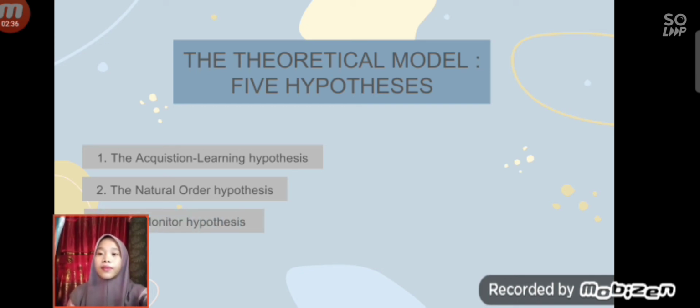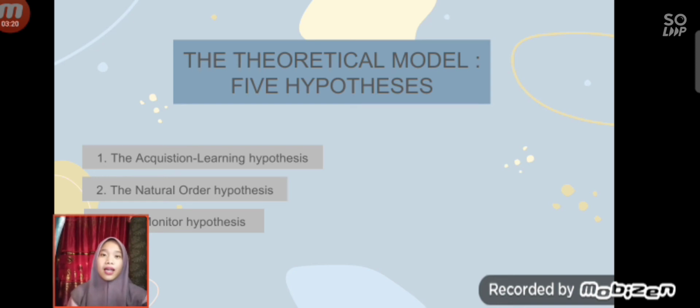The third, the monitor hypothesis. The monitor hypothesis explains the relationship between acquisition and learning and defines the influence of the latter on the former. The monitoring function is the practical result of the learned grammar. According to Krashen, the acquisition system is the utterance initiator, while the learning system performs the role of the monitor or the editor.